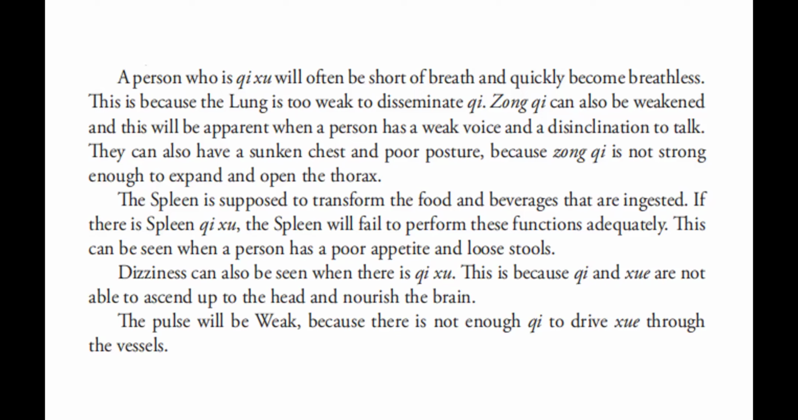The spleen is supposed to transform the food and beverages that are ingested. If there is spleen Qi Shu, the spleen will fail to perform these functions adequately. This can be seen when a person has a poor appetite and loose stools. Dizziness can also be seen where there is Qi Shu. This is because Qi and Shui are not able to ascend up to the head and nourish the brain. The pulse will be weak because there is not enough Qi to drive Shui through the vessels.